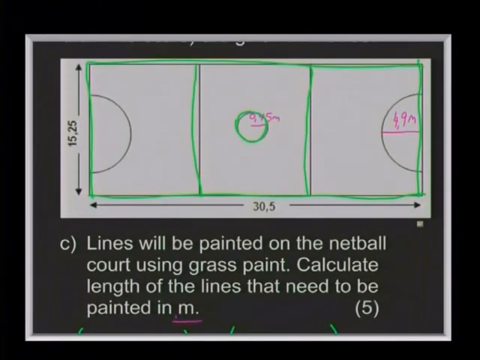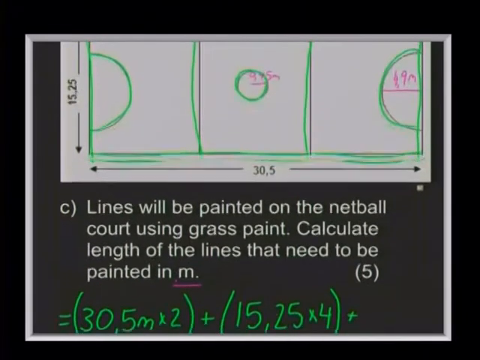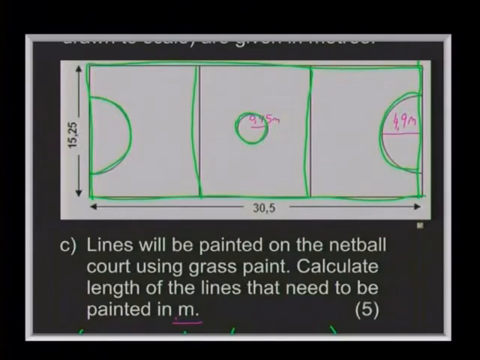Plus, what else are we missing? We're missing our 2 semicircles. There's that one and that one. Now, 2 semicircles is the same as one big circle. I can actually do this calculation as one circle. So I'm going to, again, use the formula of 2 times pi times the radius. What was the radius in this case? It was 4,9 meters. And now I've got every line. I'm going to go back to my question and just double check that I have painted all the lines. Seems like it. They're all green. Therefore, I must have them all.